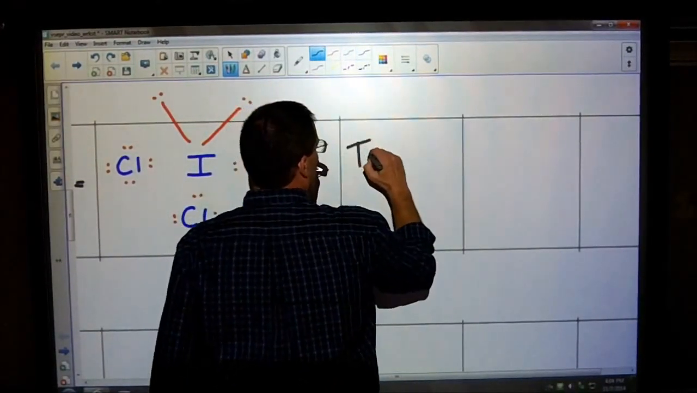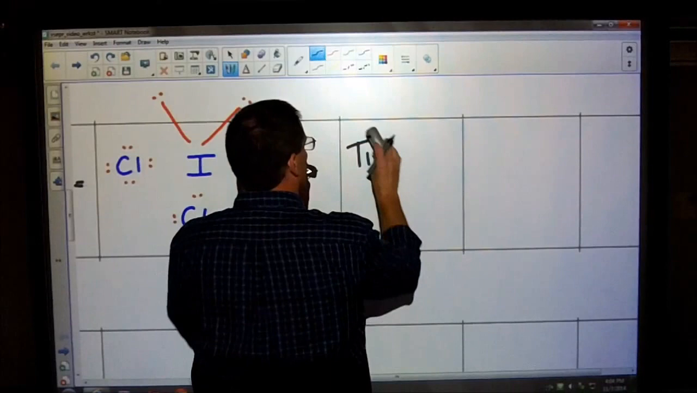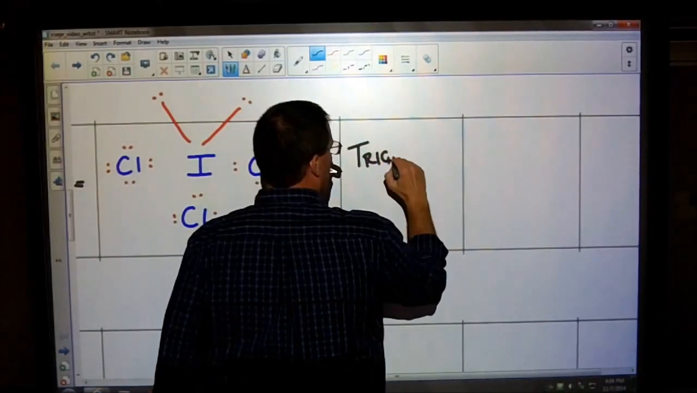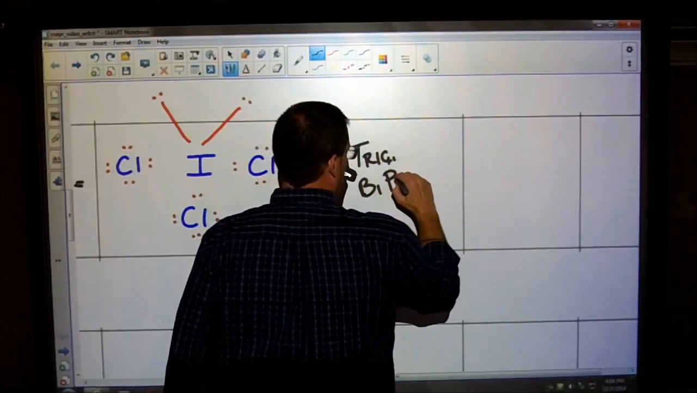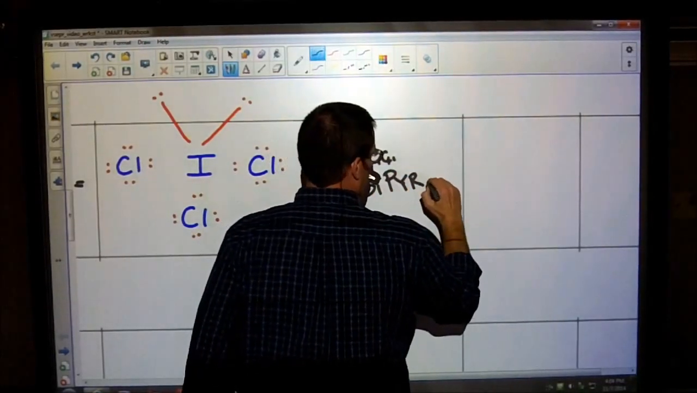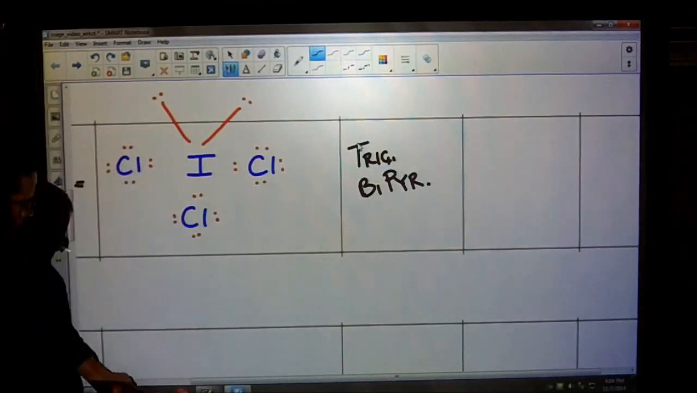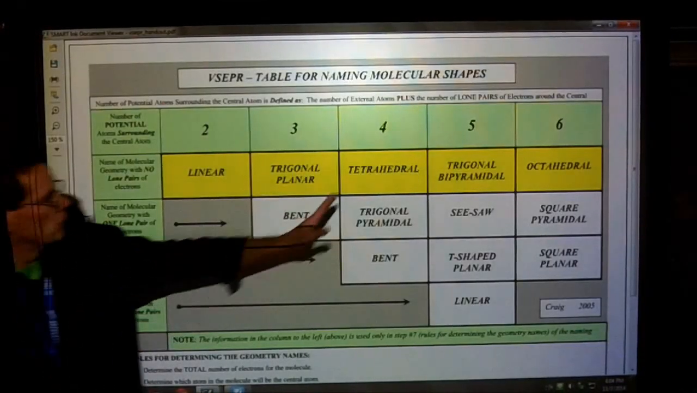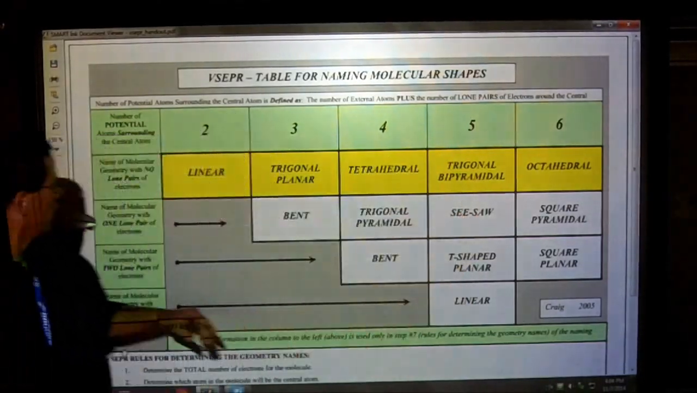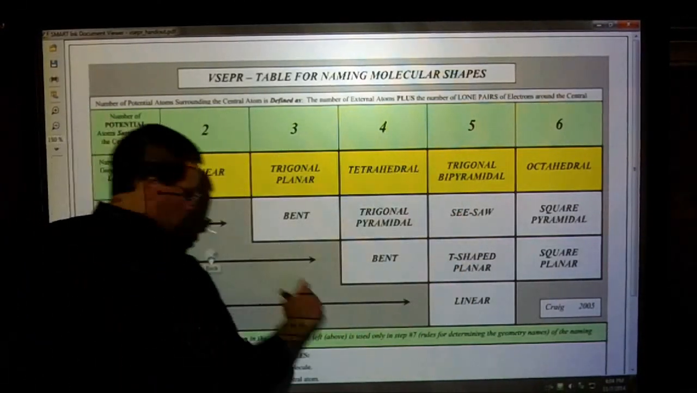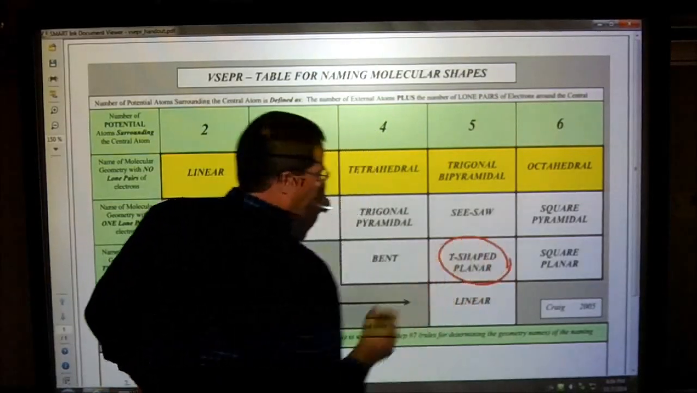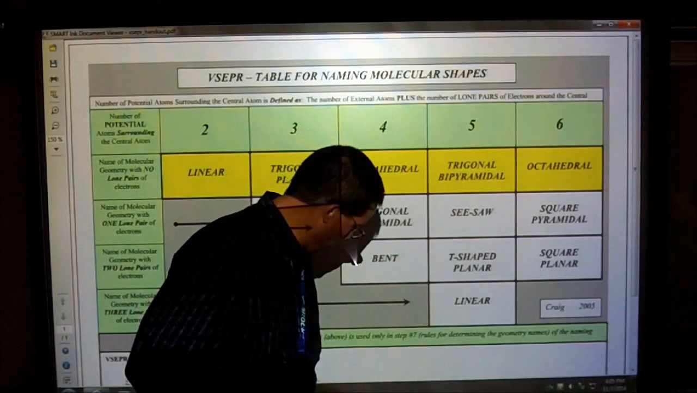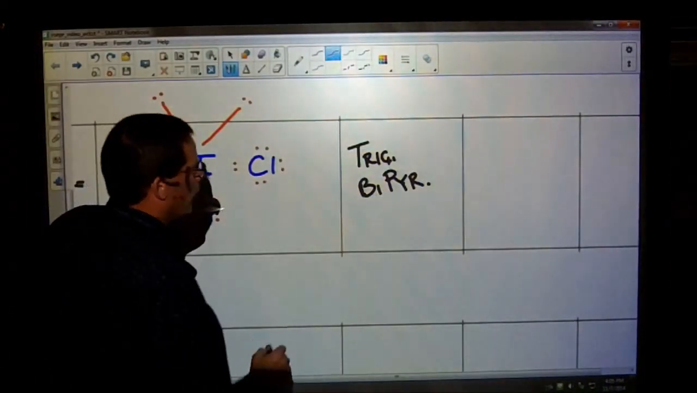So we have a trigonal bipyramidal. Okay, so trigonal bipyramidal, and then we have 2 lone pairs of electrons. So again, staying in column 5, but we have 2 lone pairs, so zip on over, and we are forming a T-shaped planar, which is kind of neat if we look at this. So a T-shaped planar.